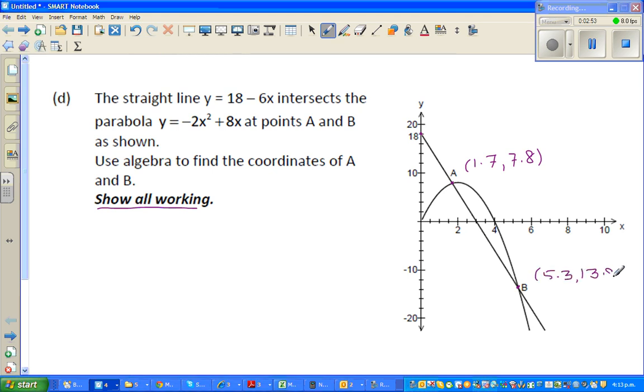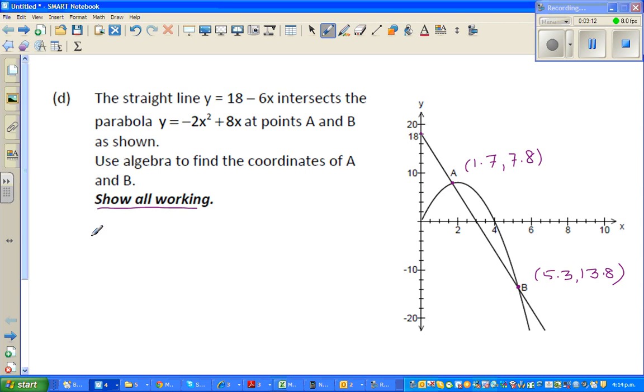13.8. So you've got the answer, now you have to show the working. Okay, that's a cheeky way of working. If you only do this, you may get an achieved, but I want you to get the maximum marks or maximum code. So use algebra, it says here, use algebra to find the coordinates of A and B.